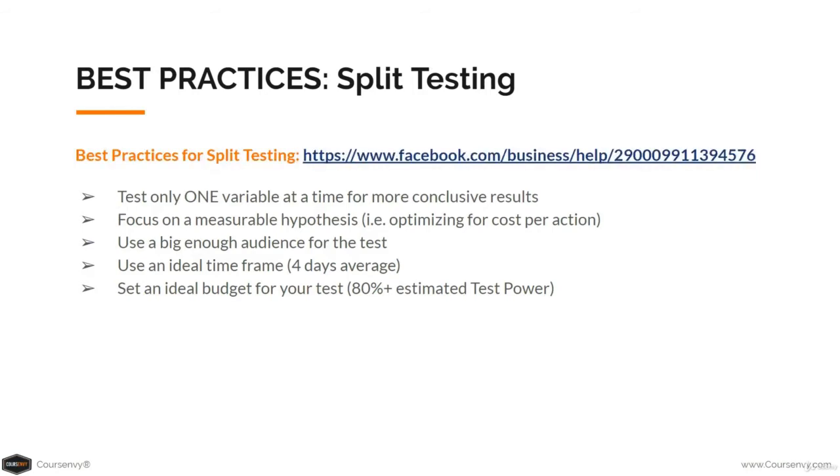So some best practices for split testing. Make sure to check out this Facebook link. But again, always test one variable at a time for more conclusive results. Also, focus on a measurable hypothesis, such as optimizing for cost per action. Third, use a big enough audience for the test. You can't properly split test 1,000 people. You want to test a broad audience to get the results. Fourth, use an ideal time frame. 4 days on average is a great split test. And finally, set an ideal budget for your test. Remember, 80% plus estimated test power.